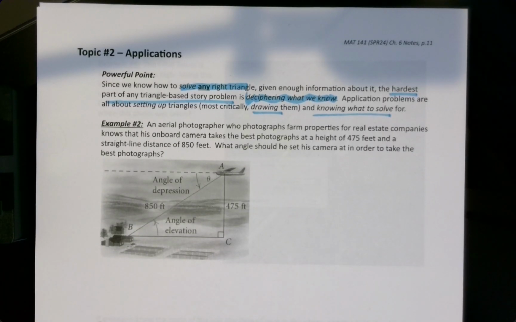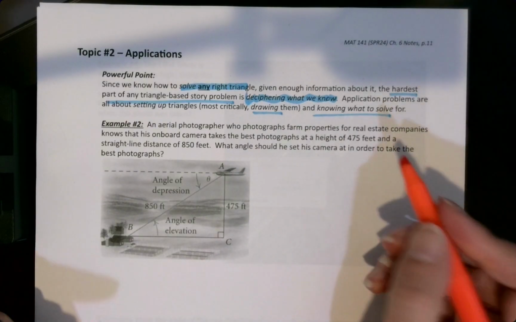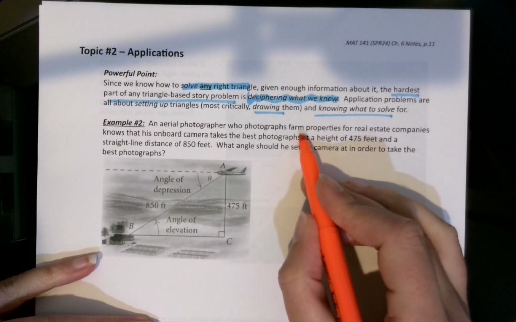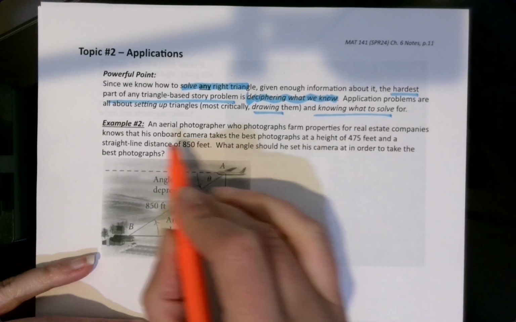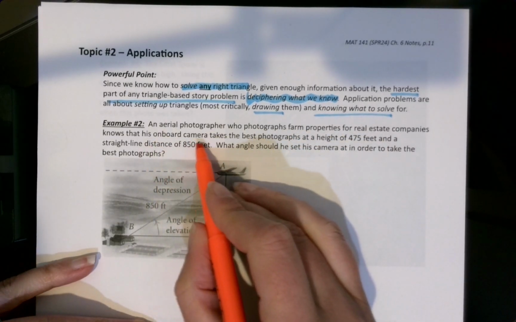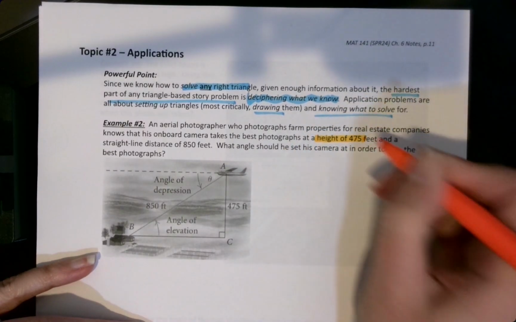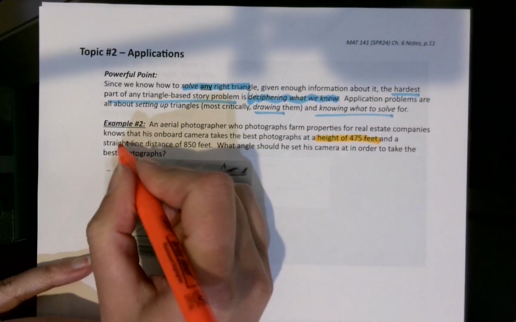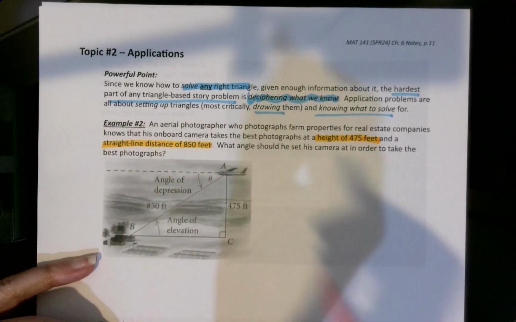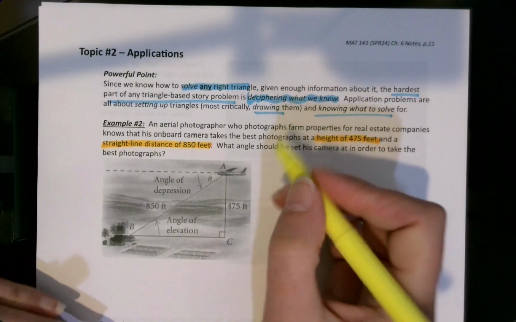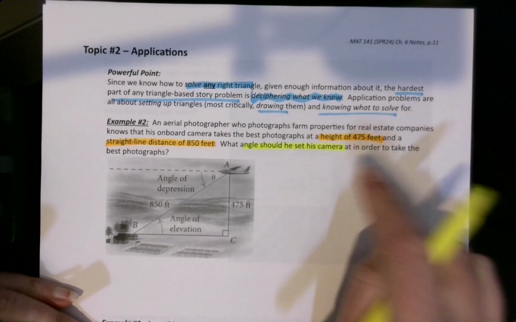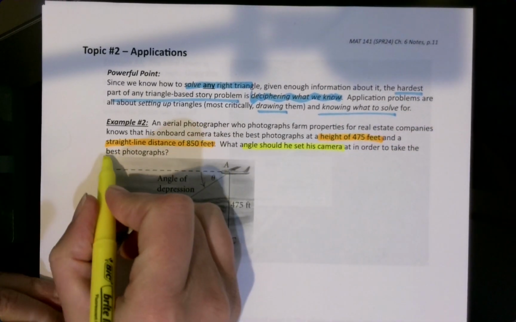So let's take a look at this example. It says, an aerial photographer who photographs farm properties for real estate companies knows that the onboard camera takes the best photographs at a height of 475 feet and a straight line distance of 850 feet. The question then is, what angle should they set the camera at in order to take the best photographs?